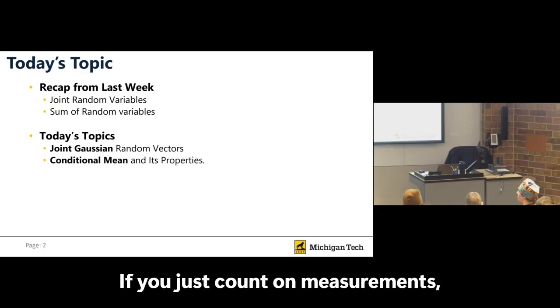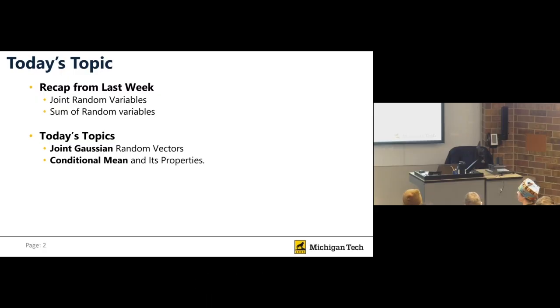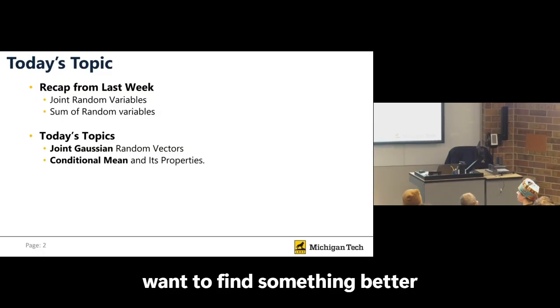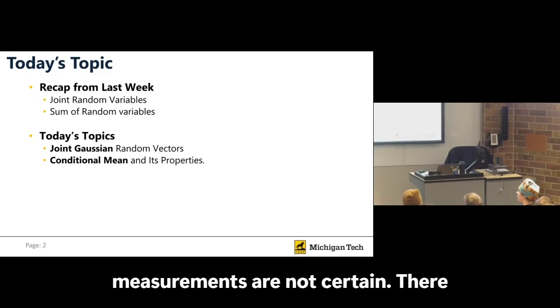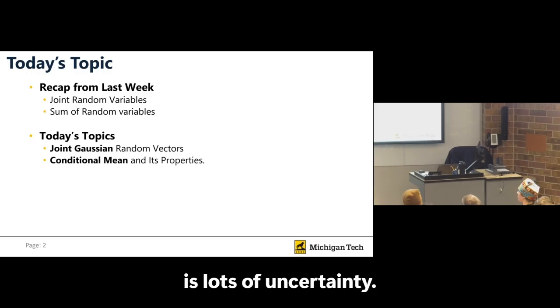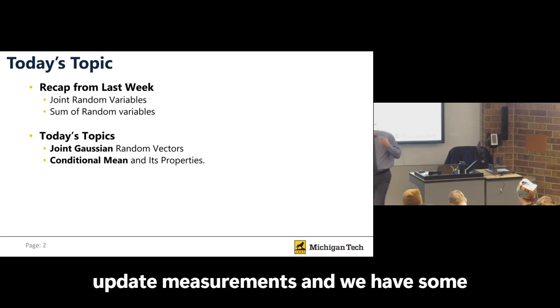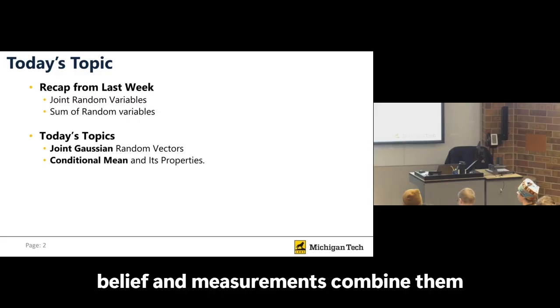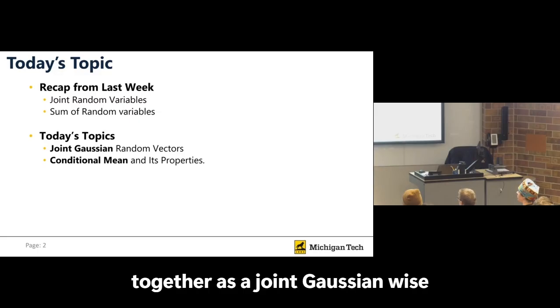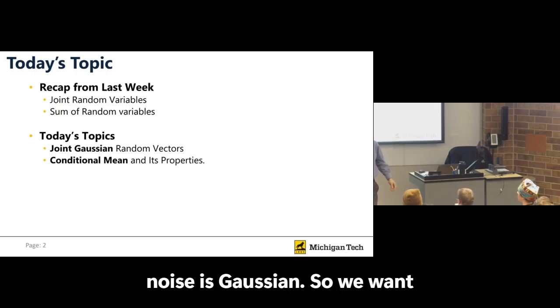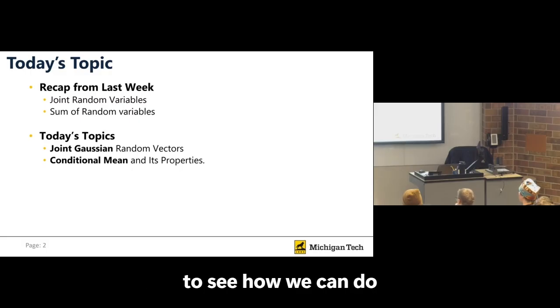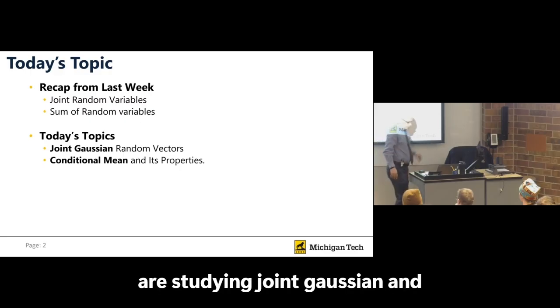If you just count on measurements, that's not precise. We want to find something better than just measurements, because measurements are not certain. There is lots of uncertainty in measurements. So we need to update measurements. And we have some belief and measurements, and we combine them together as a joint Gaussian. Why Gaussian? Because position is Gaussian, noise is Gaussian. So we want to see how we can do this prediction. That's why we are studying joint Gaussian.